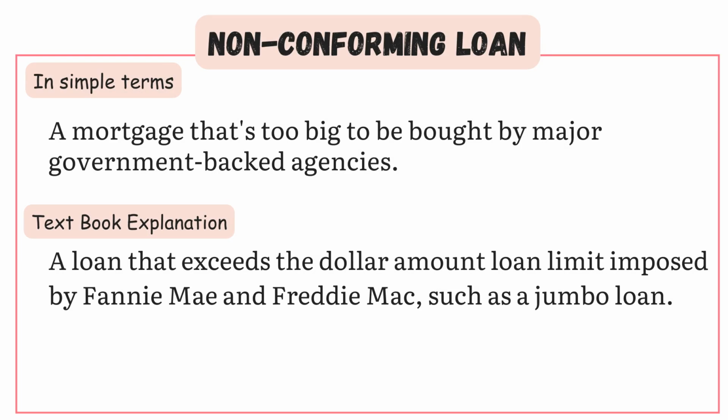Non-conforming loan. In simple terms, it is a mortgage that's too big to be bought by major government-backed agencies. As per textbook definition, non-conforming loan is a loan that exceeds the dollar amount loan limit imposed by Fannie Mae and Freddie Mac, such as a jumbo loan.